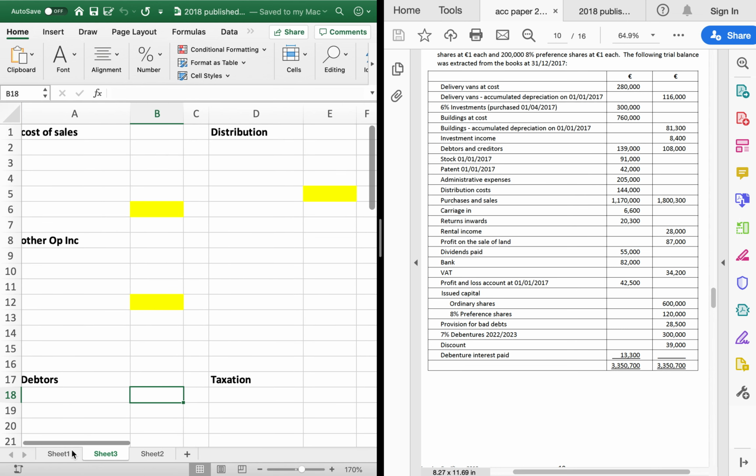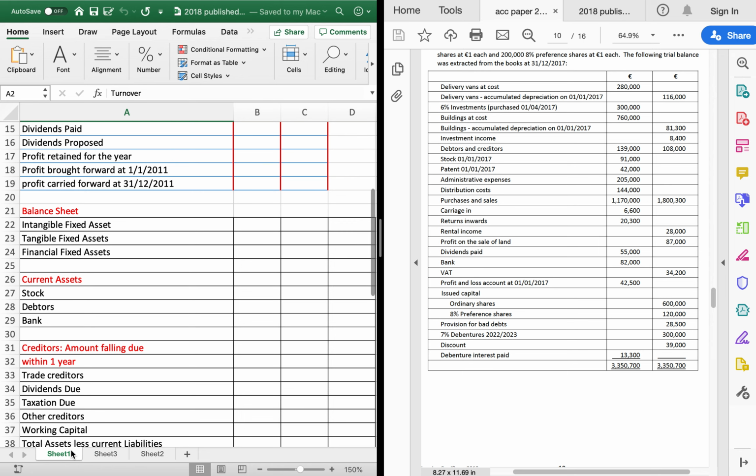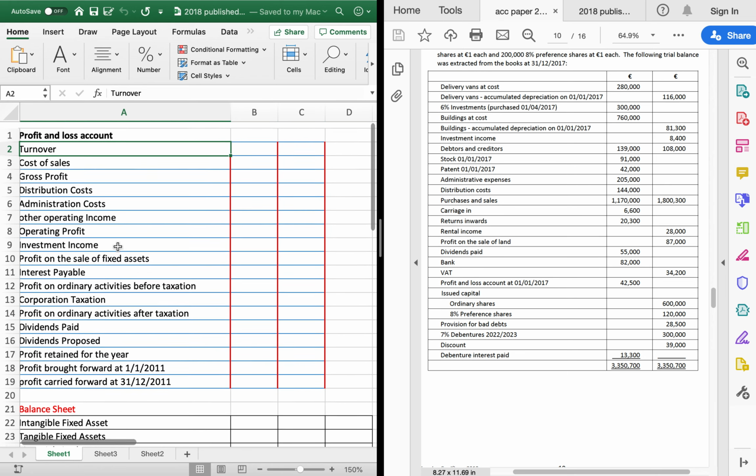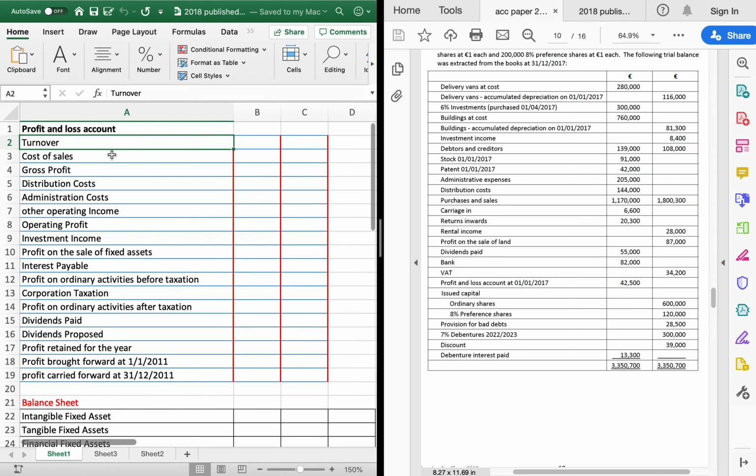Now the reason for that is in our skeleton, you've got to do a trading profit and loss account, but it's only with headings. So normally, as you know, in a final account, you have cost of sales, which would be opening stock, purchases, carriage in, closing stock. You don't have any of those. You just have cost of sales. Distribution costs. You might have depreciation of vehicles.